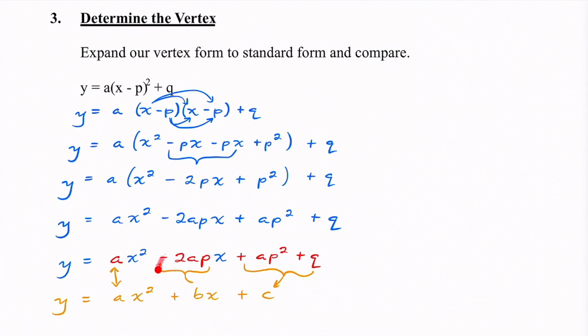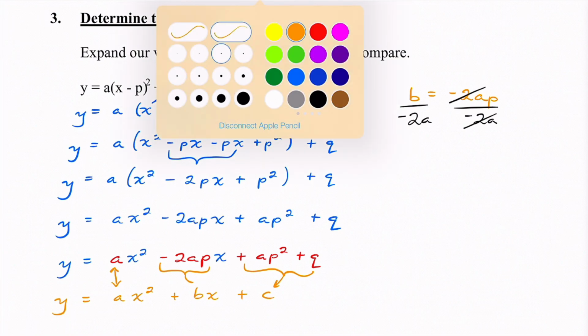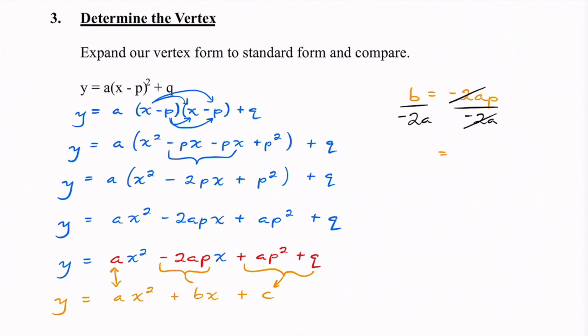I knew that B was equal to negative 2AP. Okay, and then I'm going to divide both sides by negative 2A. Those will cancel. And so I get P, I just switch sides here. P is equal to B over negative 2A. So the X point of the vertex is just B over minus 2A.